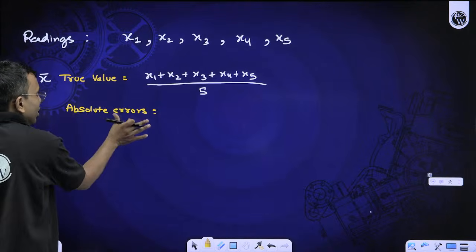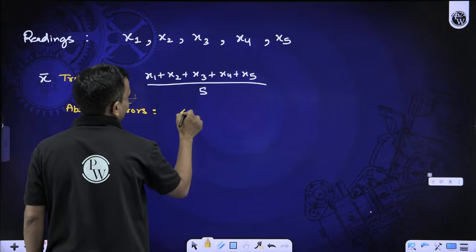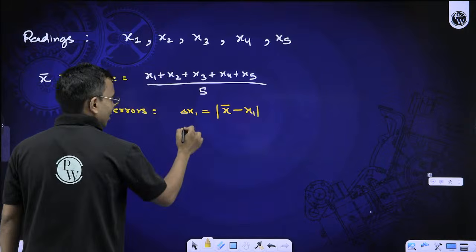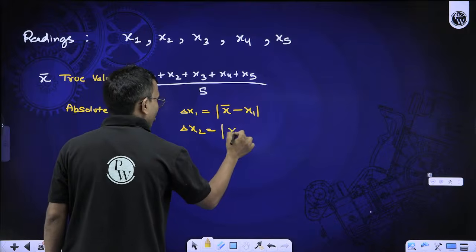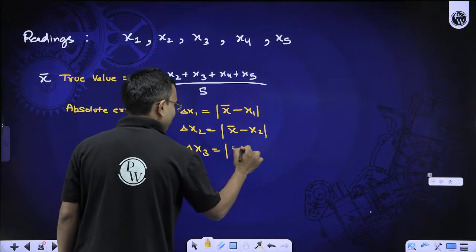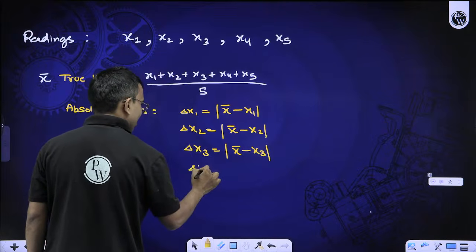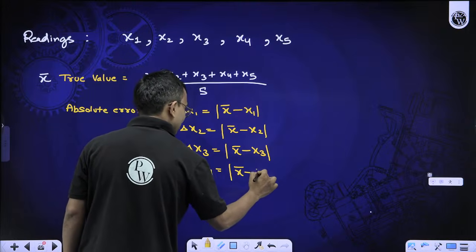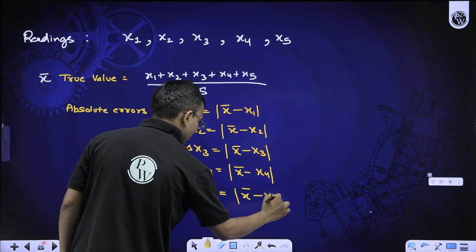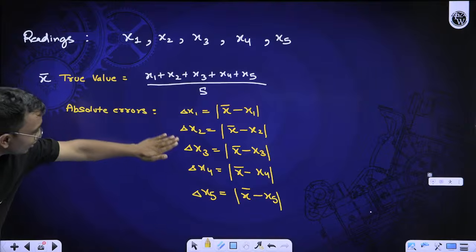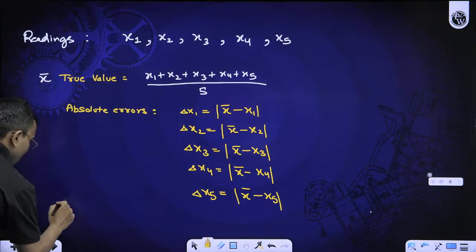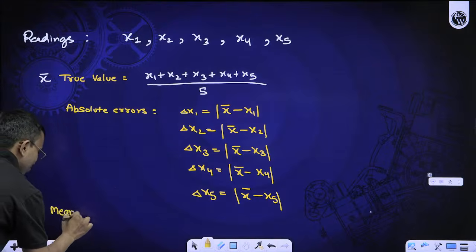Now absolute errors: find the absolute error in each one. So delta x1 is the mod of mean minus the first reading, delta x2 is the mod of mean minus the second reading, delta x3 is the mod of mean minus the third reading, delta x4 is mean minus the fourth reading, delta x5 is mean minus the fifth reading. These are my absolute errors. Then find the mean absolute error, take the mean of these.